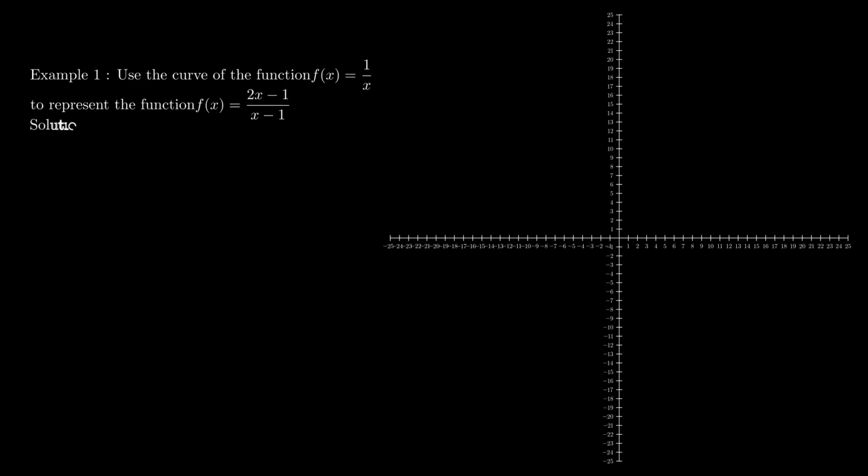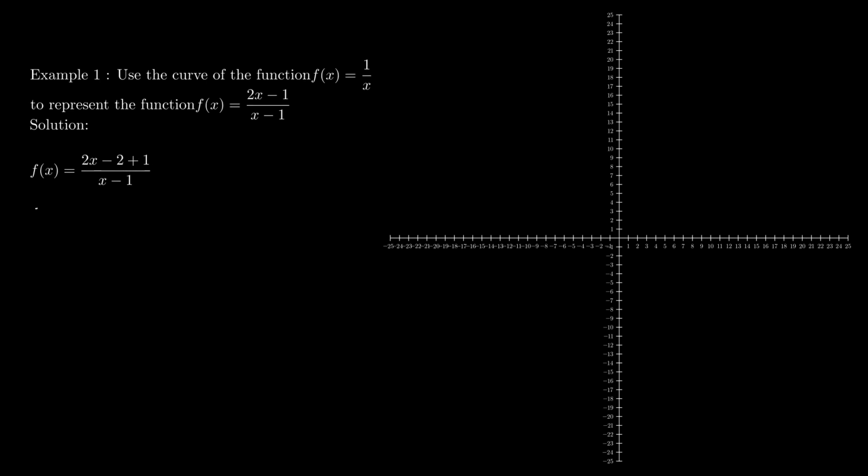Now let's take some examples about the transformation of graphs. So example 1: use the curve of the function f of x equals 1 over x to represent the function f of x equals 2x minus 1 divided by x minus 1. To solve this problem, we simplify f of x equals 2x minus 1 divided by x minus 1.